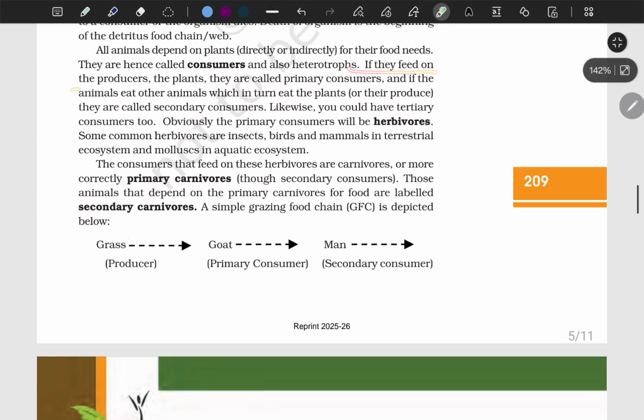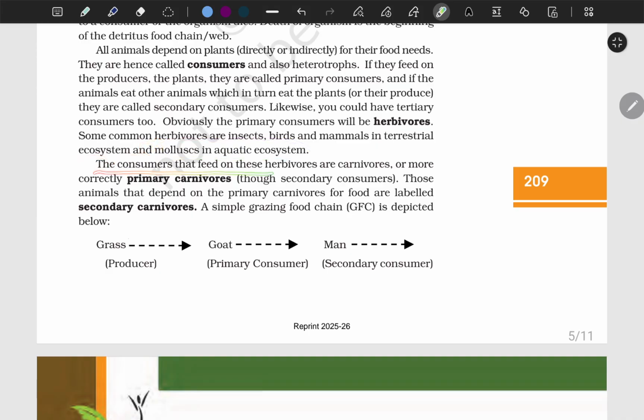So if they feed on the producers, the plants, they are called the primary consumers, and if an animal eats other animals which in turn eat the plants or producers, they are called secondary consumers. Likewise, you could have tertiary consumers too. Obviously, the primary consumers will be herbivores. Some common herbivores are insects, birds, and mammals in terrestrial ecosystems, and mollusks in the aquatic ecosystem.